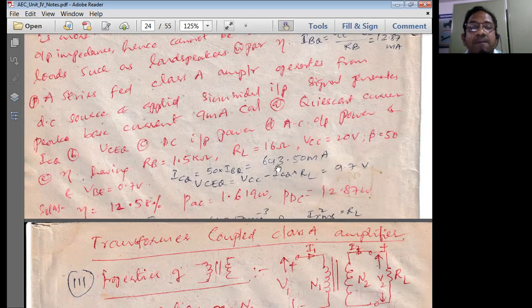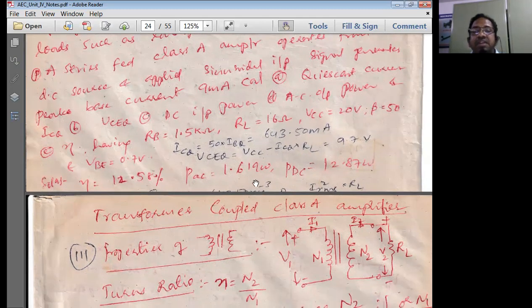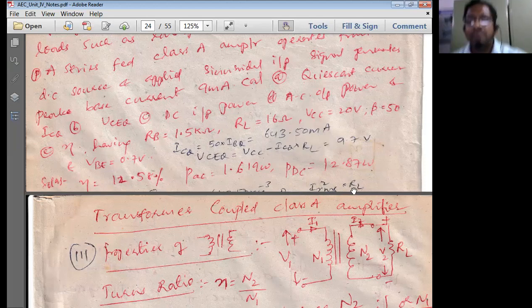So VCC 20 into ICQ, when you simply multiply these two, you will be getting 9.7 volts as PDC, which will be 12.87 watts. Then PAC we have to get. What is PAC? PAC is nothing but equal to IRMS square into RL. We know the standard formula. So what is IRMS square?